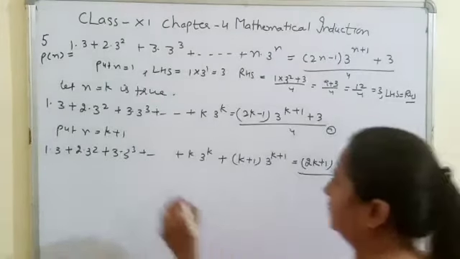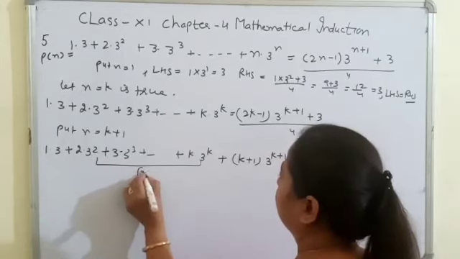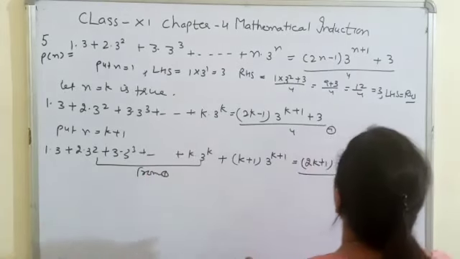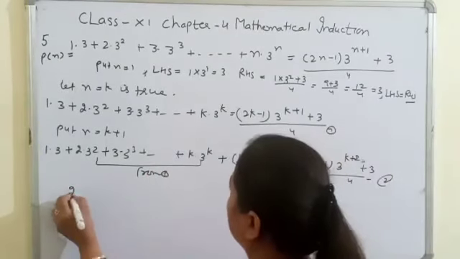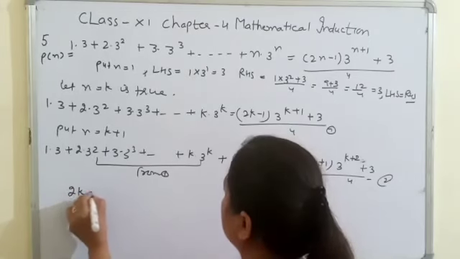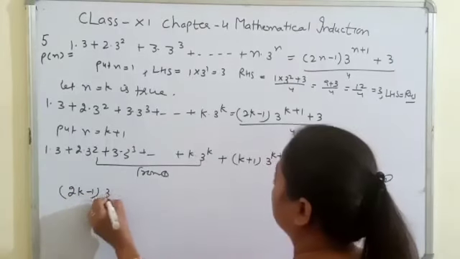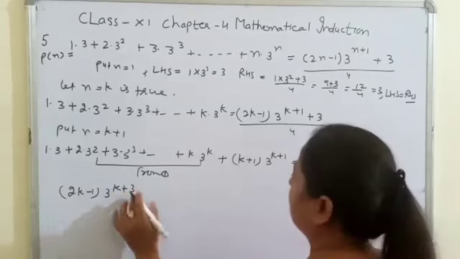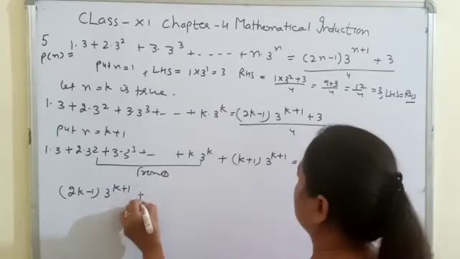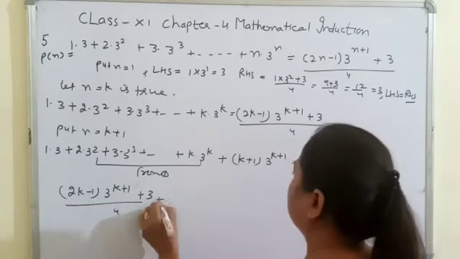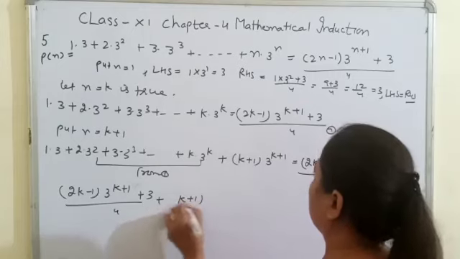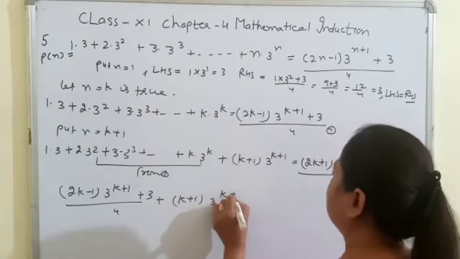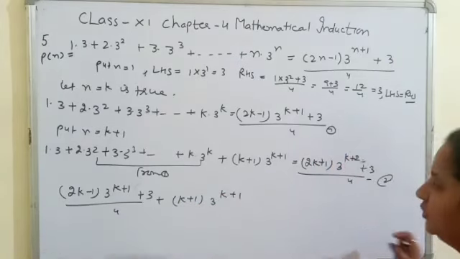Now from the first we can write, in place of this, 2k minus 1 into 3 power k plus 1 plus 3 upon 4 plus k plus 1 into 3 power k plus 1. Now take the LCM of these two terms.